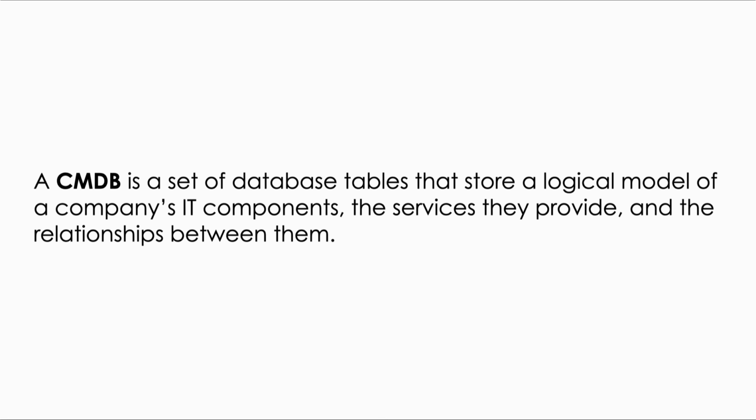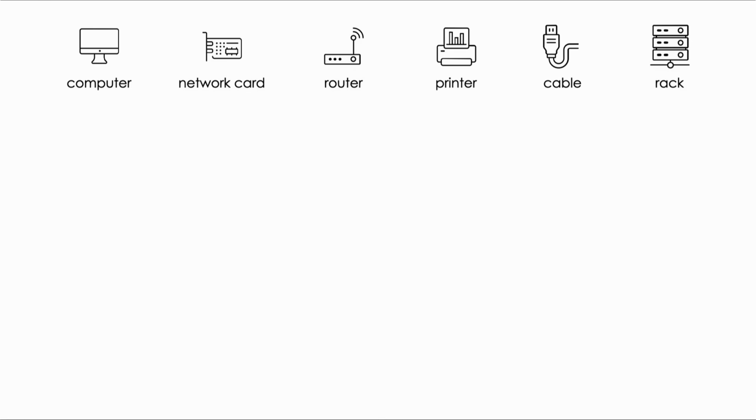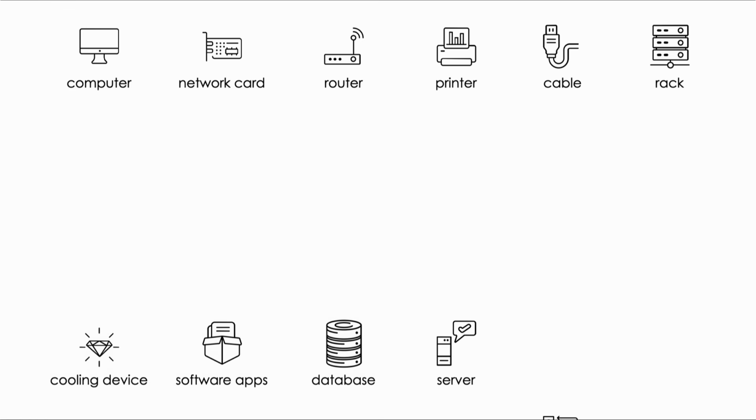Why so many tables? Because there's a table for just about every type of IT component you can imagine, including hardware and software and services. So the idea is for a company to identify all of their IT stuff down to a very detailed level and create a record in the database to represent each item. These items would include things like computers and network cards, routers, printers, cables, racks, cooling devices, software applications, databases, servers, virtual servers, services, and on and on.